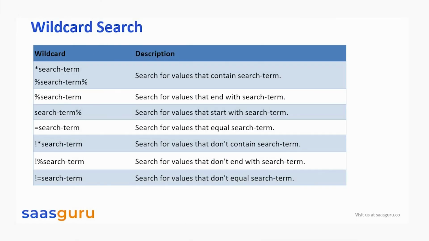So, on this screen, you can see all of the wildcard searches available in ServiceNow. The first one you see here is where we put the asterisk sign before the search term, as well as the percentage sign before and after the search term, to look for values that contain the search term. We can also use an equal to sign before the search term to look for values that match the search term. And the rest of the wildcard searches that you see on the screen.